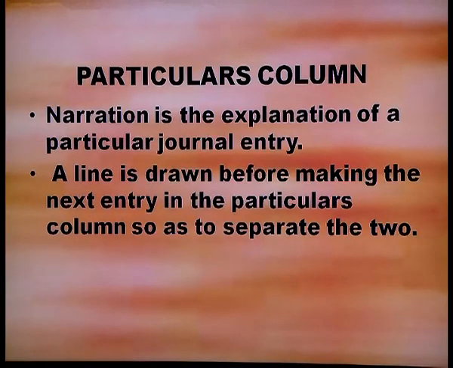Narration is the explanation of a particular journal entry. In the particulars column, a line is drawn before making the next entry, so as to separate the two entries. So, how to write an entry in the particulars column I have described. First, you write the name of the account to be debited in the first line, then the name of the account to be credited, then the narration, then you have to draw a line only in the particulars column so as to separate the two entries.